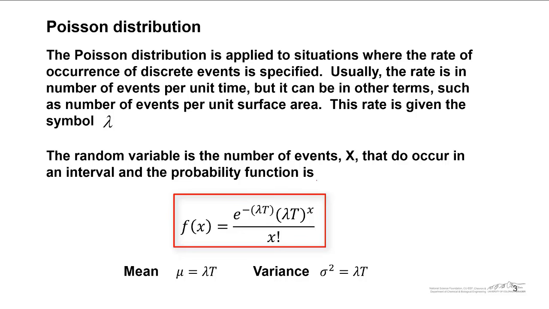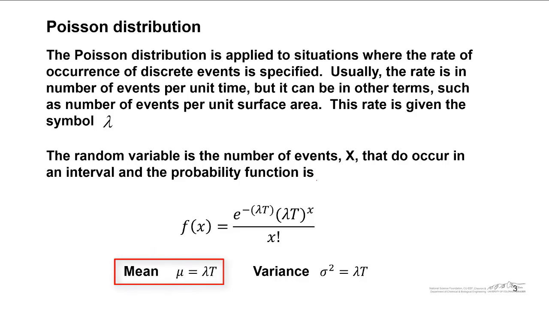X here represents discrete events. So this answers the question of what's the probability of getting X number of events in a continuous interval. The mean is lambda times t. T is the period of interest. You can plug that in here and you can estimate the probabilities of a certain number of events occurring in an interval.